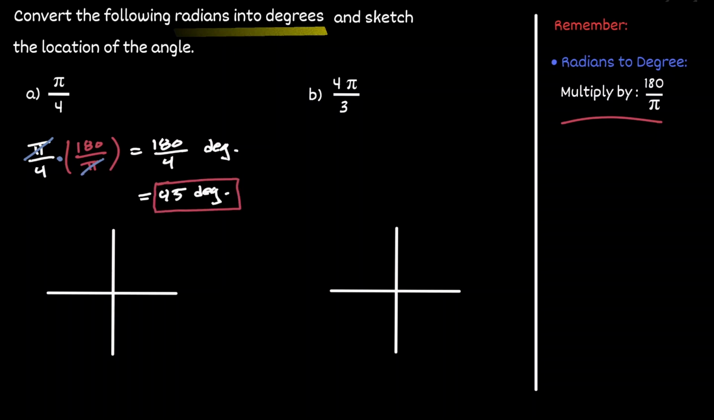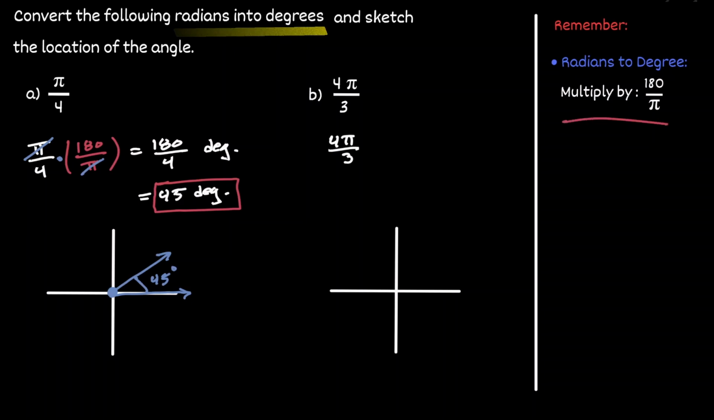Now let's visualize this angle. If we start on the x-axis and travel 45 degrees, which is half of a quarter of a circle, this will be the same as pi over 4 radians. In example B, let's convert 4 pi divided by 3 into degrees.